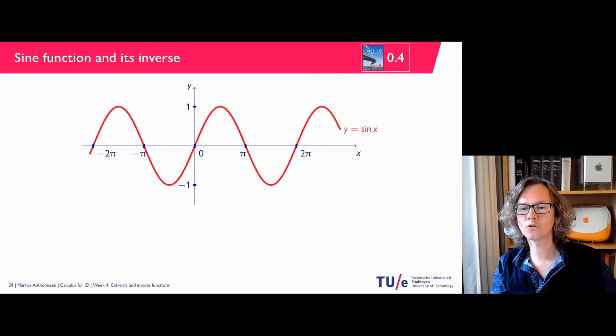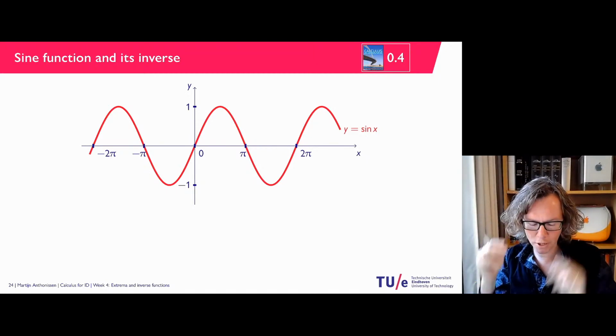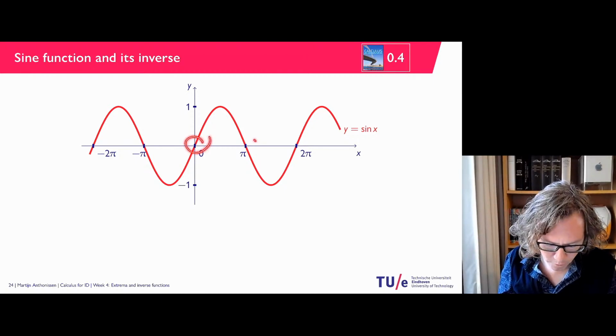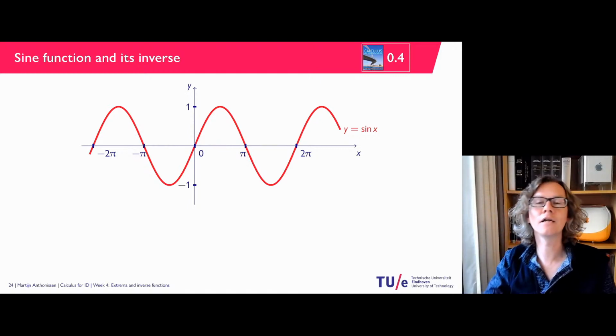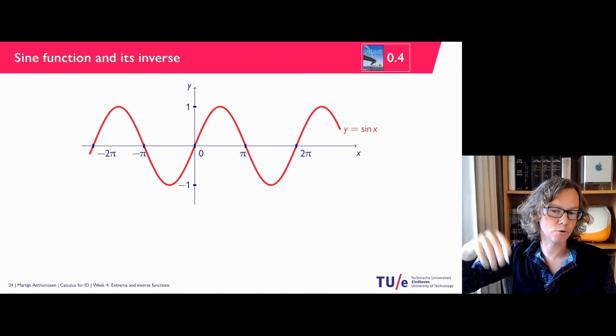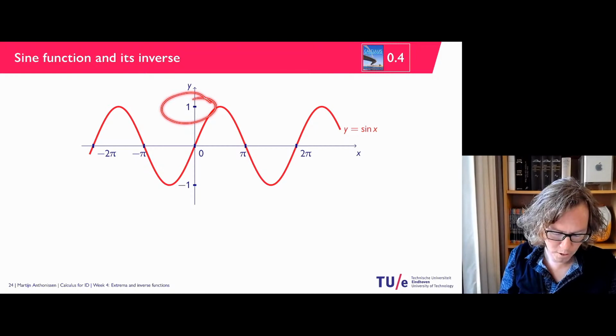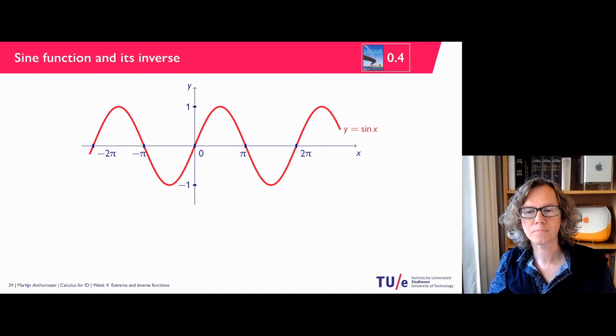So here's the sine function. You know what it looks like. It crosses the axis at 0 and at pi and at 2 pi, also at minus pi and so on. And it goes between minus 1 and plus 1 all the time. So up here is plus 1 and down here is minus 1.